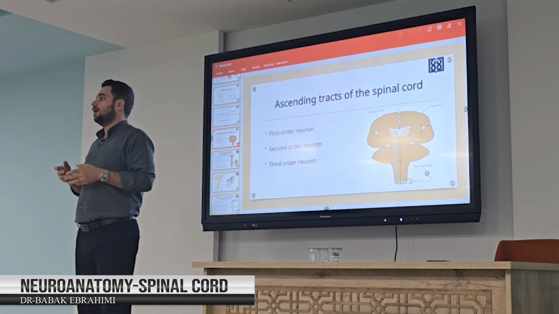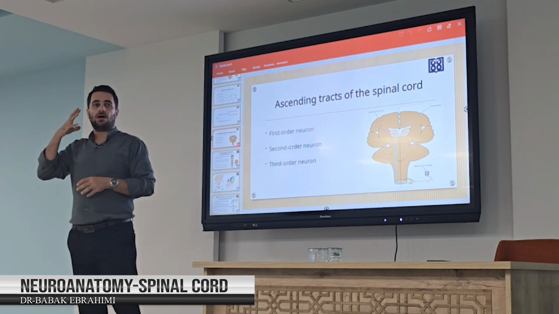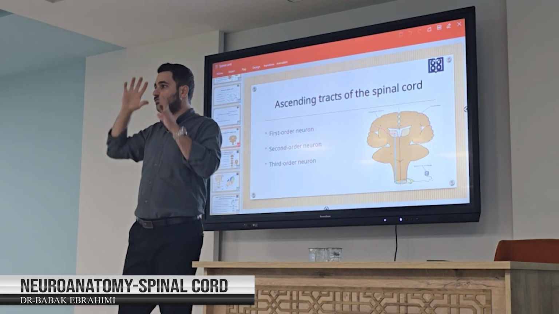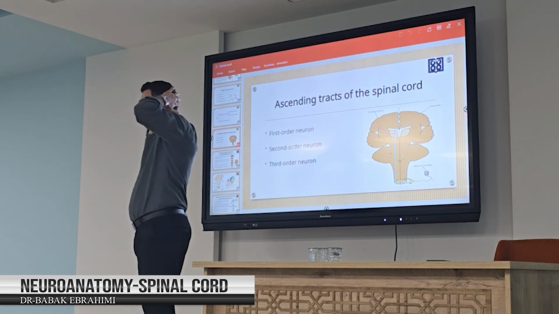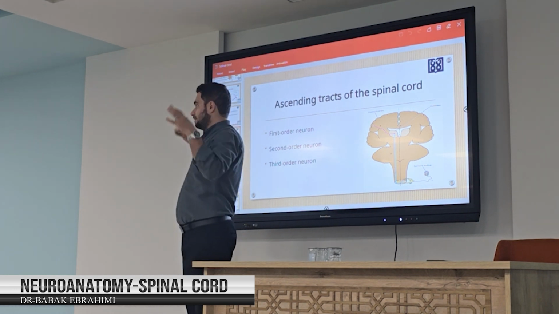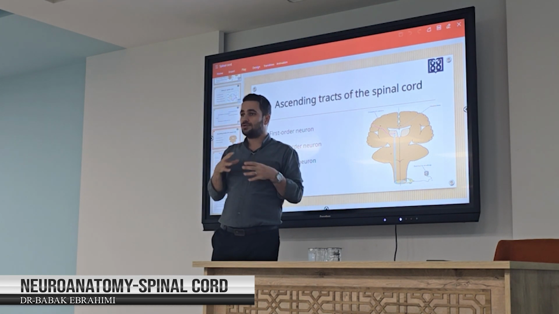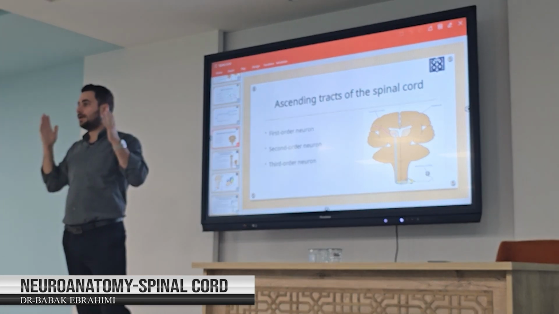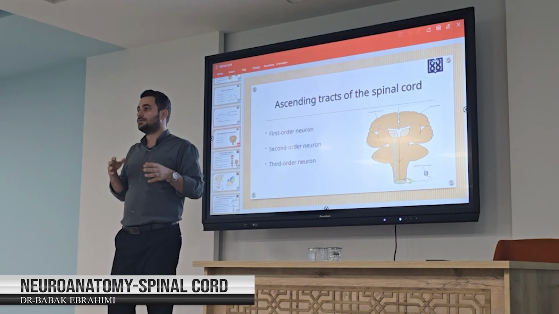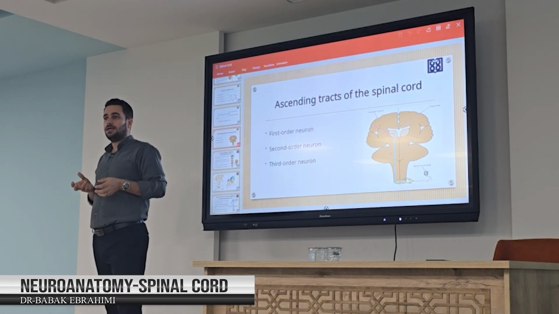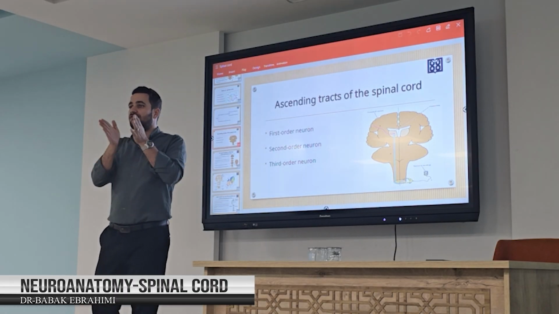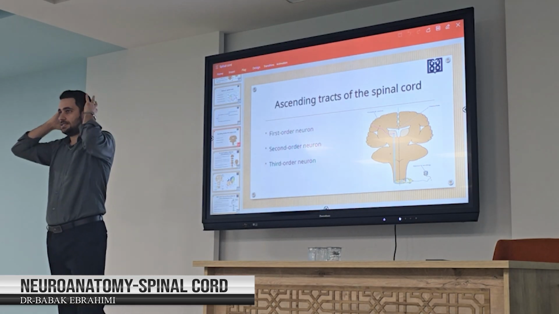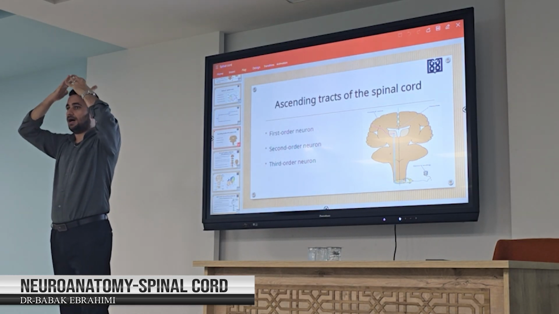For example, the visual information comes to the back of your head, and the auditory pathway comes to the temporal part. Do you remember in head and neck I told you about the bones of the skull? Same as the bones, we divided the brain into several parts. For example, the brain is located in this part. We call it the skull.